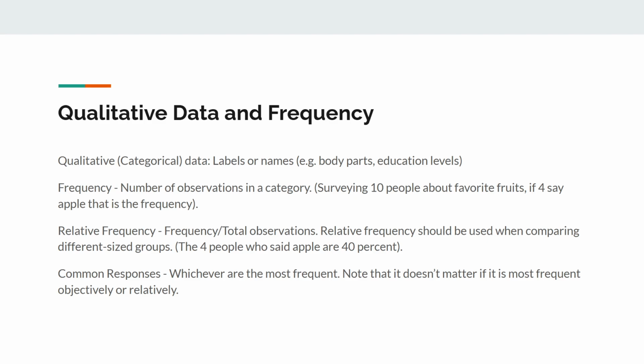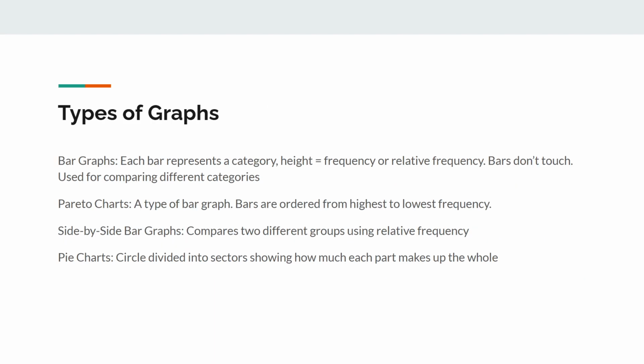Common responses are whichever are the most frequent. It doesn't matter if it's most frequent objectively or relatively. So a common response is just whatever takes up the majority on a pie chart, pretty much.